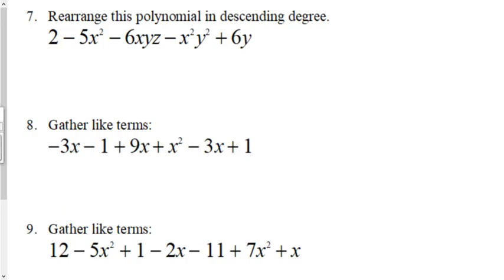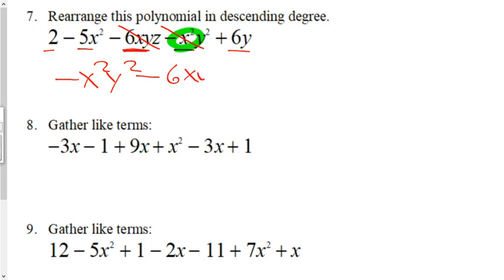Question 7, rearrange the polynomial in descending degree. So I have 1, 2, 3, 4, 5 terms. The one with the highest degree is this one right here, because it has a degree of 4. So I am going to write negative x squared y squared as my first term. I'll put a line through it to make sure I finished it. My next one is this one here, which is a degree of 3, minus 6xyz. I'm not putting commas, I'm just rearranging it in descending degree.